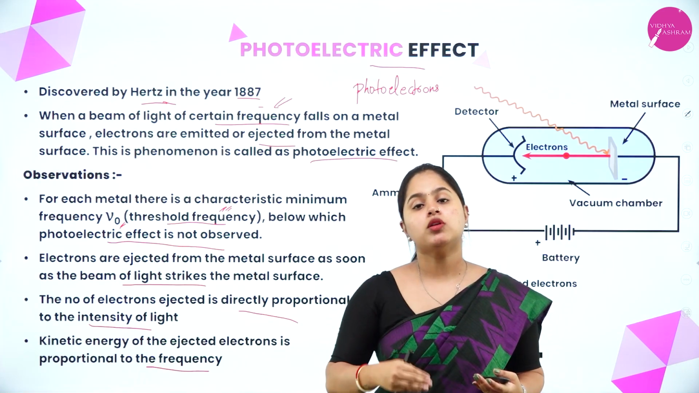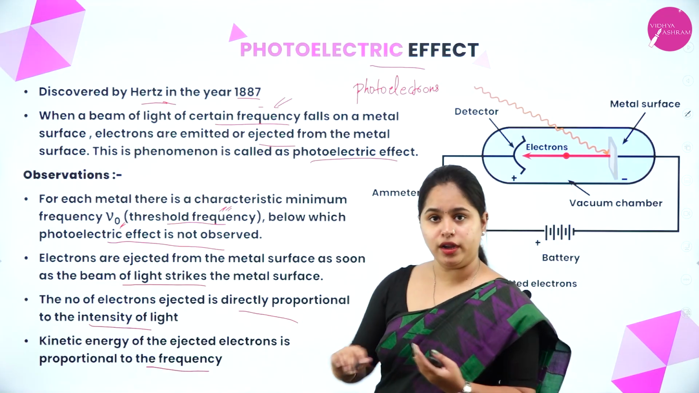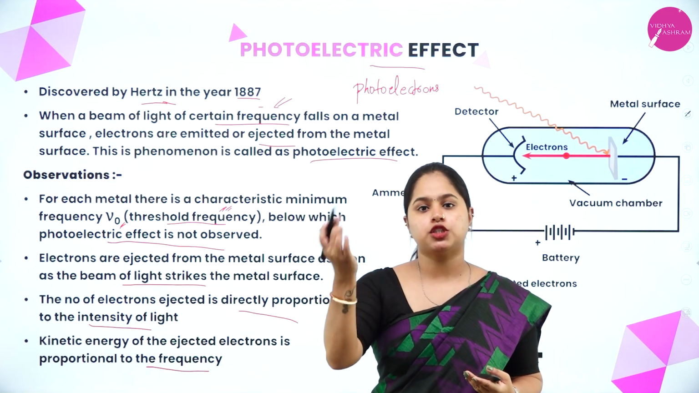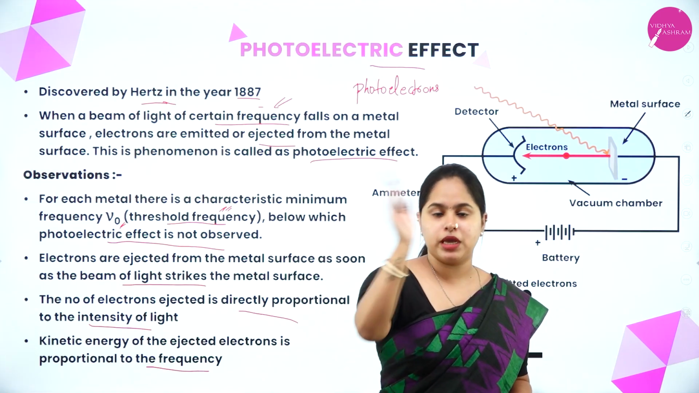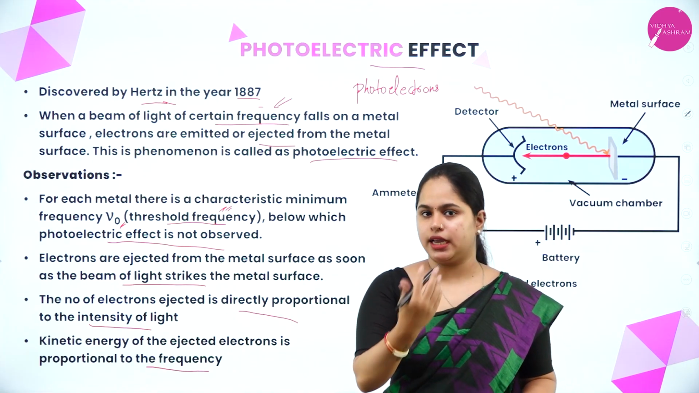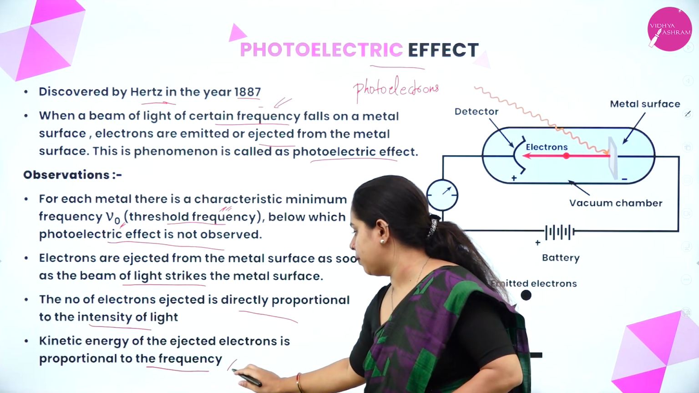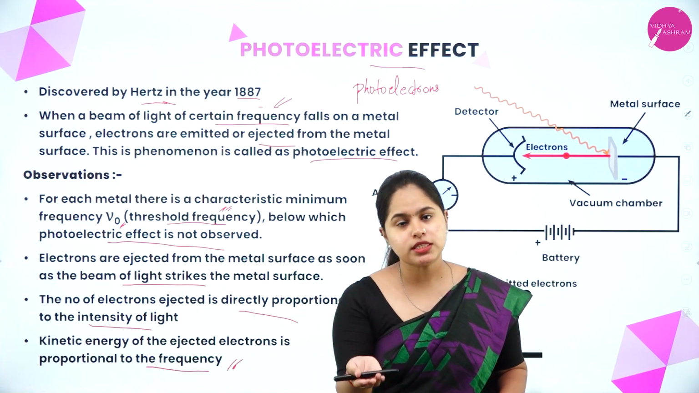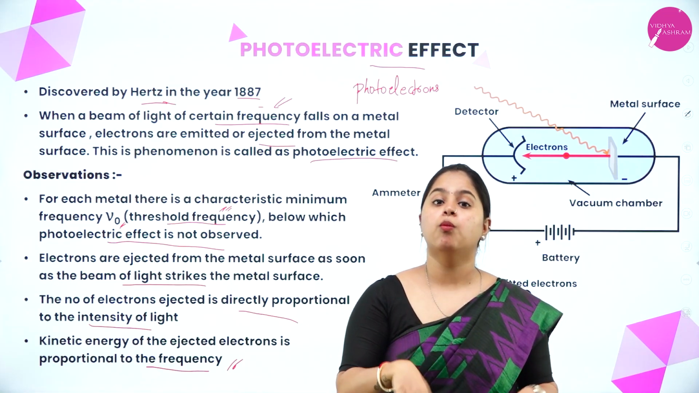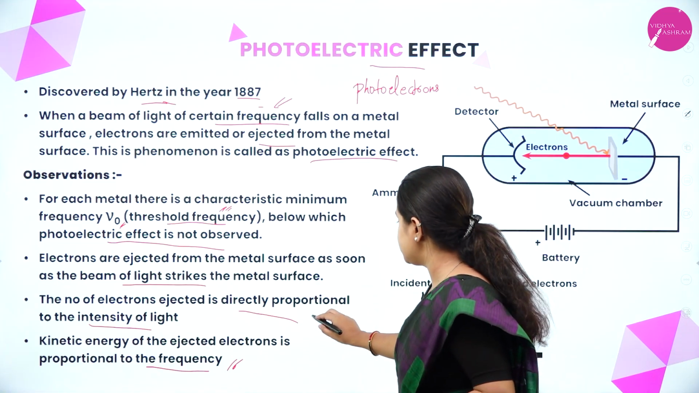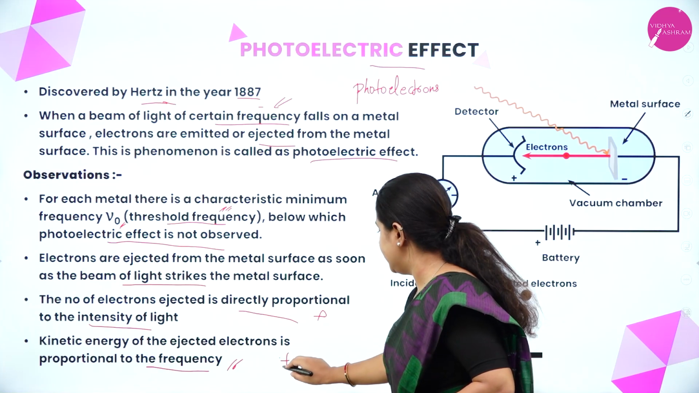Clear? If it is below the threshold frequency, this effect would not take place. If it is more than the threshold frequency, the extra energy will be given to your electrons as kinetic energy. Now, the kinetic energy of the ejected electrons depends upon the frequency. If the frequency is more, the electrons will have more kinetic energy. So these two are very important.